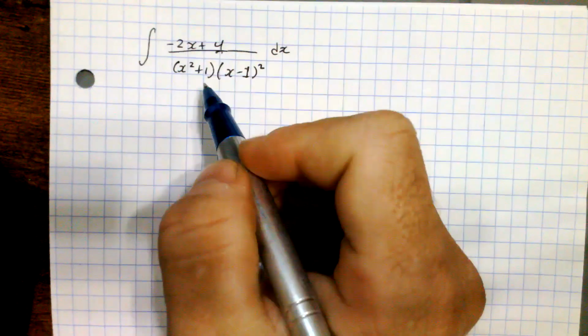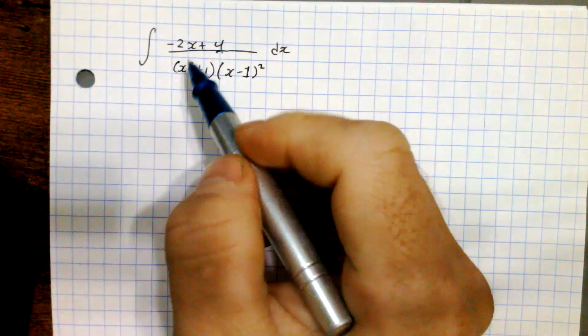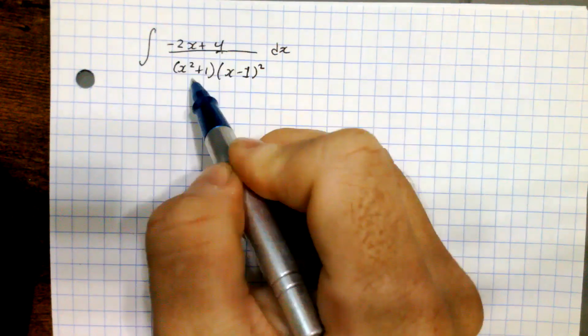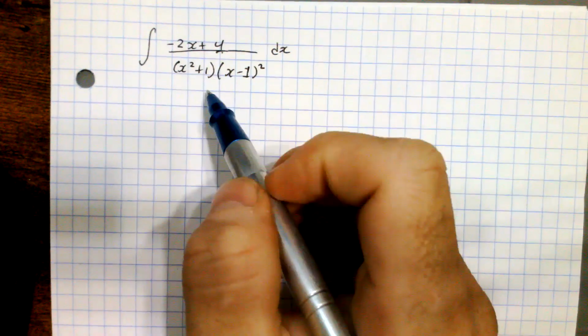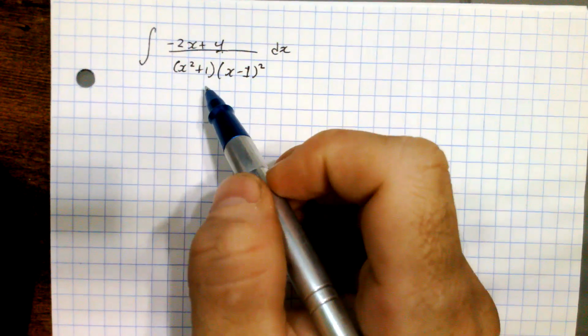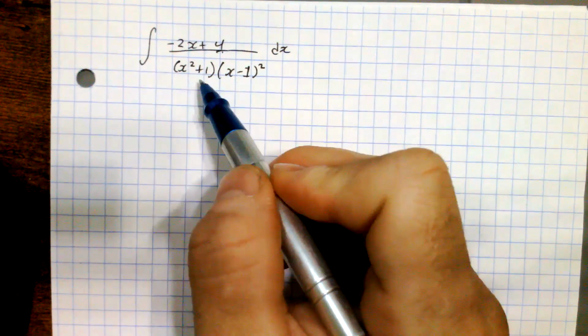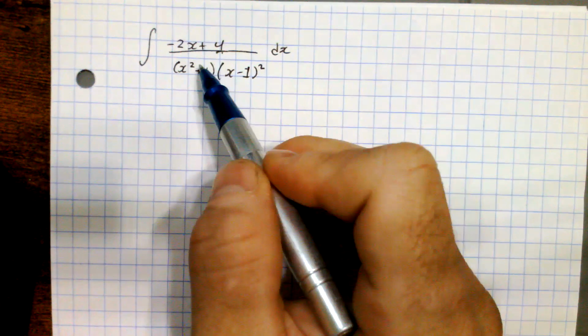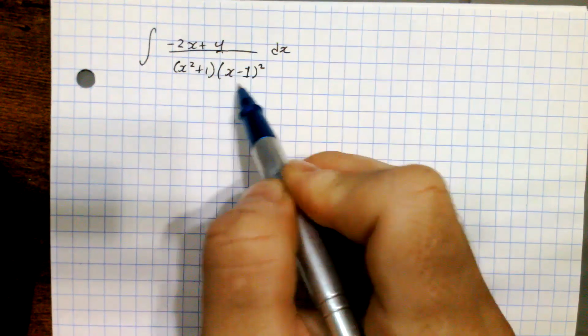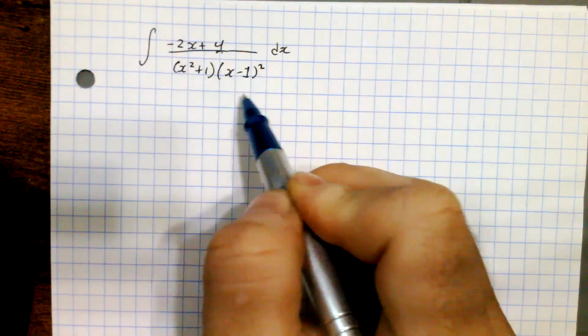All right. For this video, the problem we have is negative 2x plus 4 over x squared plus 1 times x minus 1 squared. So this is probably the most challenging example we've done so far. It has a couple of things to really point out. In the first one, we have the repeated root, which is like this one here. So we're going to utilize that first example again.